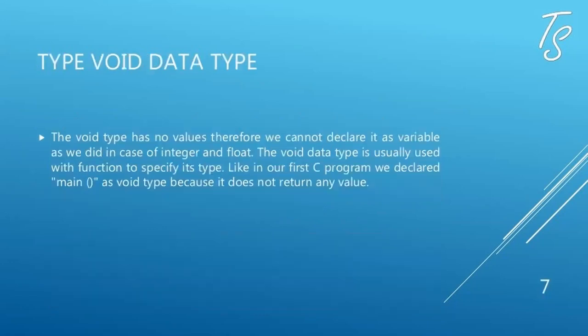Next is the type void data type. It has no values, therefore we cannot declare it as a variable, as we did in the case of integer and float. The void type is usually used with functions to specify their type. Like in our first C program, we declared main as void because it does not return any value. Basically, void does not return any value.